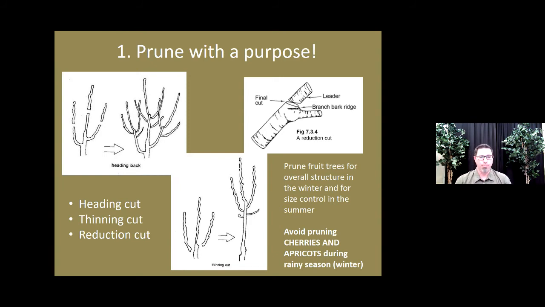Very important, avoid pruning cherries and apricots in the winter. Both cherries and apricots are prone to bacterial cankers and eutypa fungus, eutypa disease, which is when you have rain hitting fresh pruning wounds. And so don't prune cherries and apricots in the winter when it's the rainy time. Prune them in the summer. Obviously, if we have an entire month when there's no rain, you could get away with pruning them, but we rarely have that. So next.